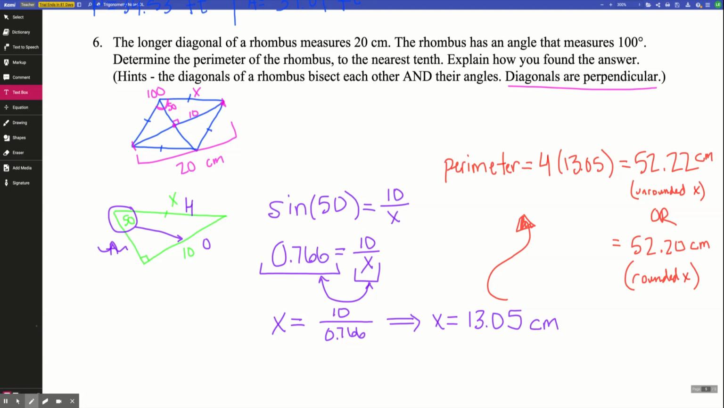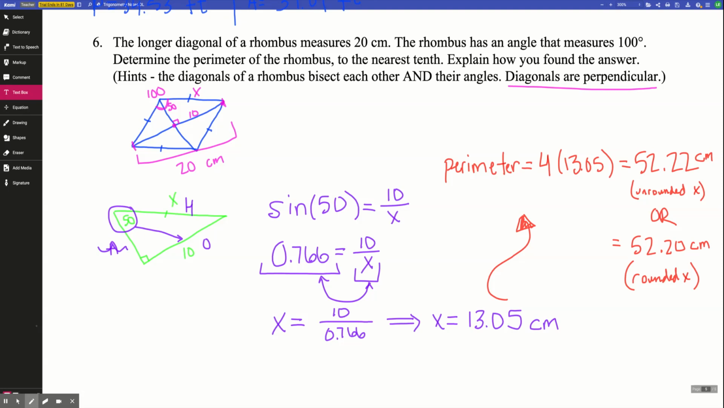And remember, O and H is SOHCAHTOA. So O and H goes with sine. And I know I'm using regular trig, not inverse trig, because I'm looking for a side. I'm not looking for an angle. So my function is sine of 50 equals 10, which is the opposite side, over x, which is the hypotenuse. Sine of 50 is 0.766, and that equals 10 over x. I had my variable in the denominator, so I did my little shortcut swap. So I ended up with x is equal to 13.05 centimeters.